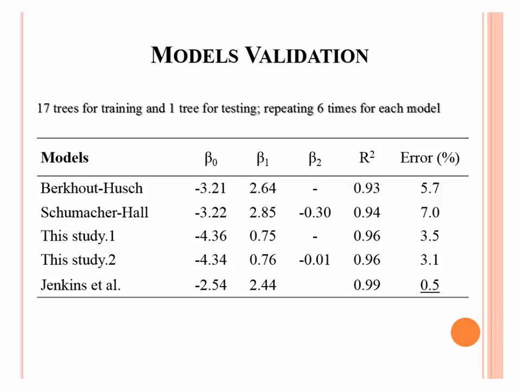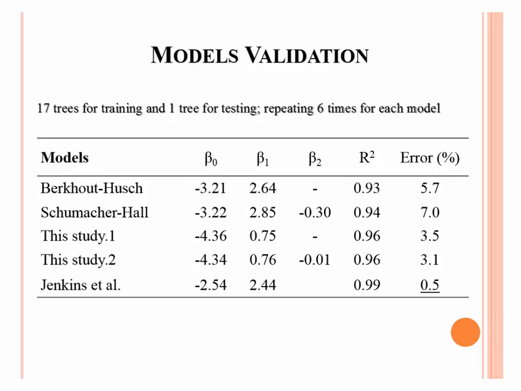Then we made a validation of those models, and we use 17 trees for training and 1 tree for testing. This tree was randomly selected. We select 1 tree randomly and use the 17 trees to develop the coefficients. We made this 6 times, and we have 6 trees randomly selected and 17 trees predicting this biomass, and this is the average error we got here.